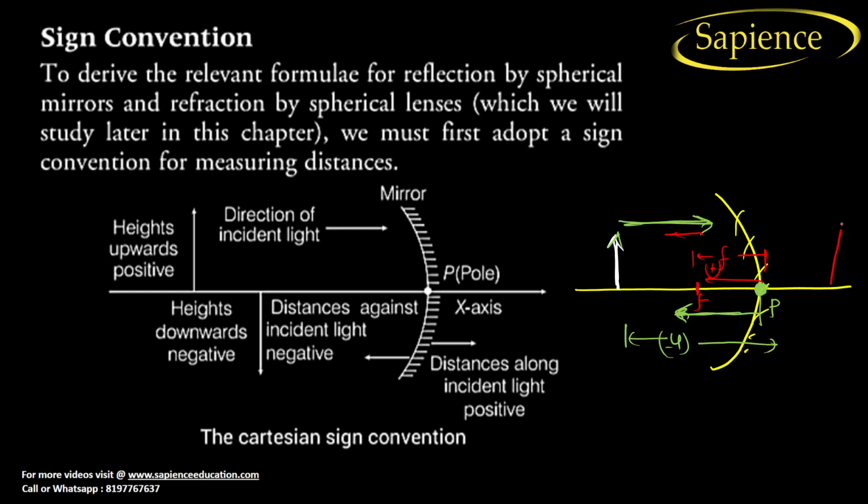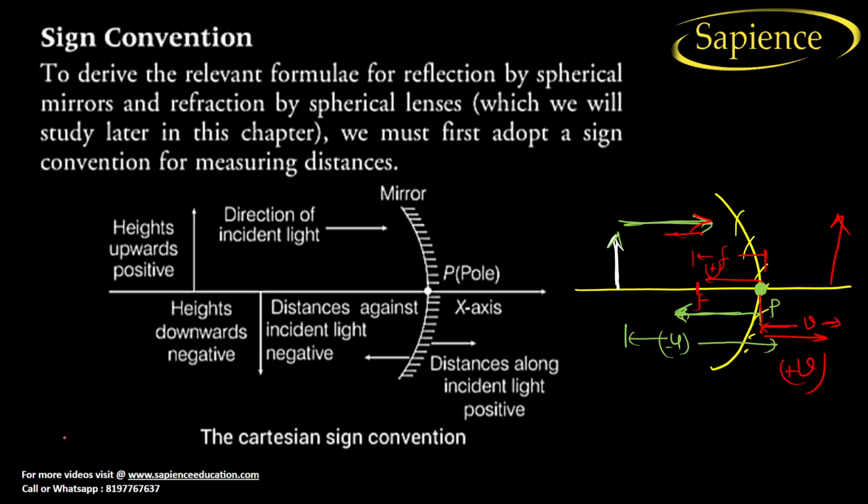Now let us suppose an image is formed at this point. If you want to find the image distance, you have to take the reference from the pole. Going from this to this direction, this is the image distance. When you find an image distance, you go in the direction of the light, so the image distance will be positive. If you are going with the direction of the light, it is positive. If you are going against the direction of the light, it is negative.